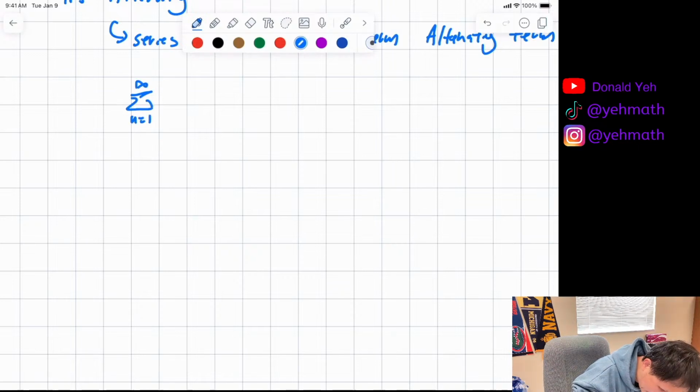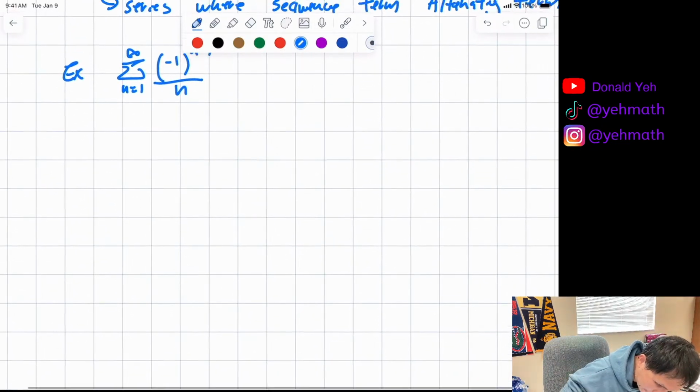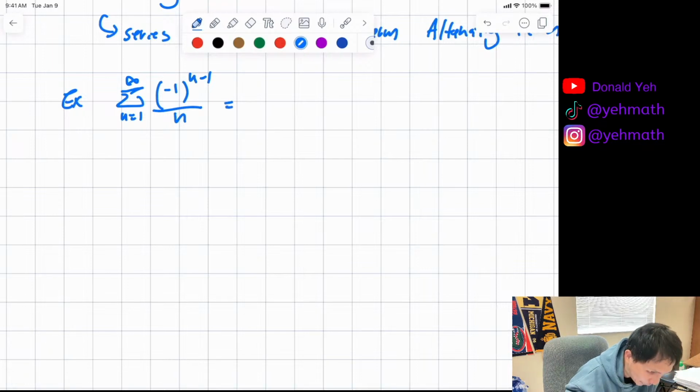So for example, a good question would be like this: the summation from n equal to 1 to infinity of -1 to the n minus 1 over n. So let's write out the first few terms. I'm going to show you, and you will understand what that means. If I write out the first term, what is it? 1 minus 1 is 0. Anything to the 0 power is 1. And 1 over 1, so it'll be 1.